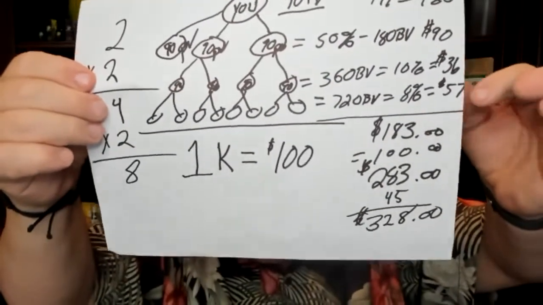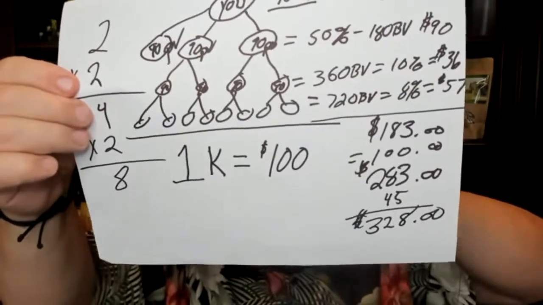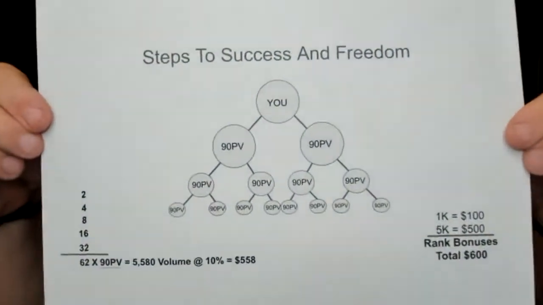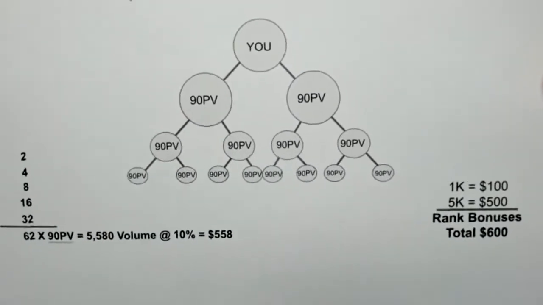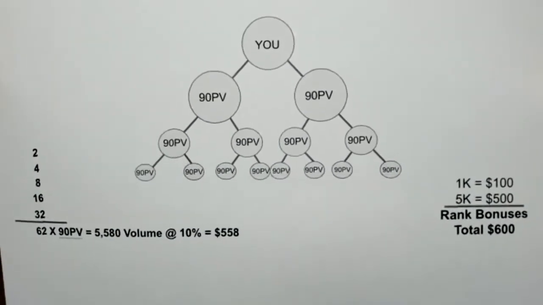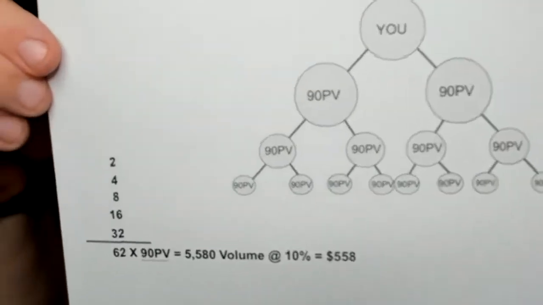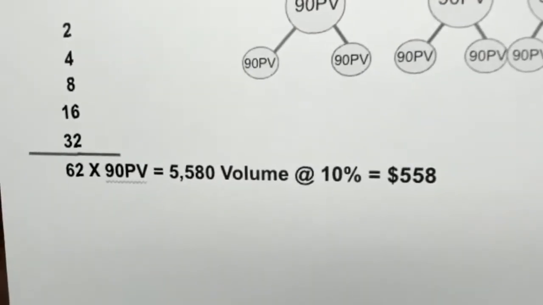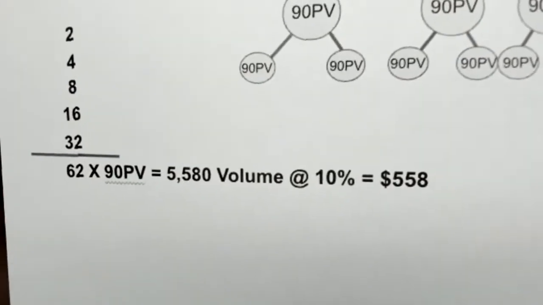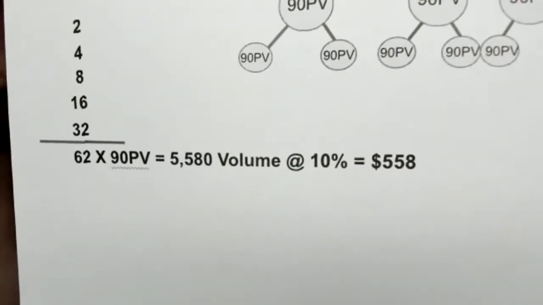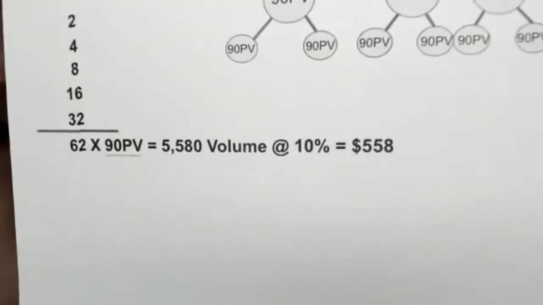They hit 1K, and so that's quite an improvement. But what I need to talk about now is where does it go from there? So that was 2 by 2 by 2. This one here would be the next one. So now what you're seeing is that if a person went from 2 to get 4, and then 8 each get 2, that's 16, down to 32. Now what you're talking about is 62 people with 90 in personal volume, which is 5,580 in volume. 10%, that's $558.